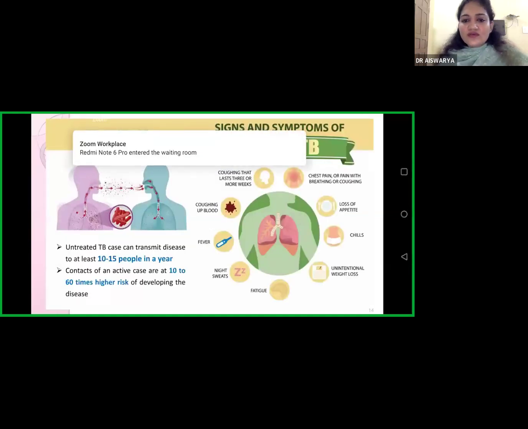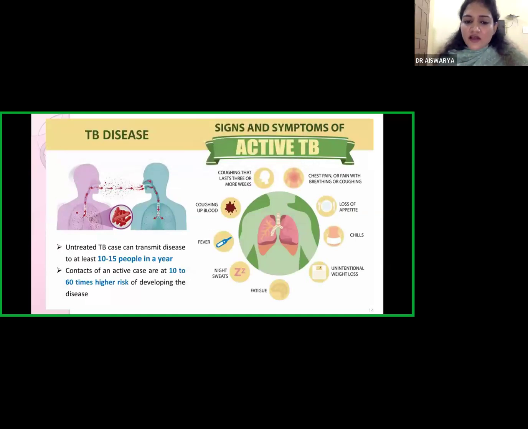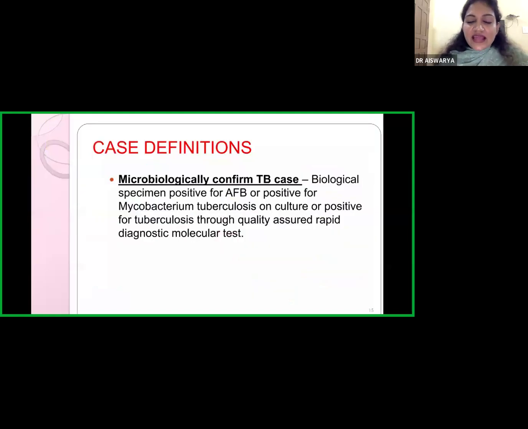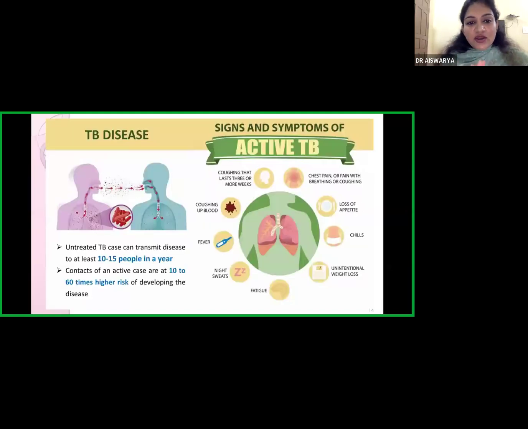As we know, we have discussed the signs of TB. Any patient with cough of more than 3 weeks, coughing up of blood, fever, especially evening rise of temperature with night sweats, excessive tiredness, fatigue, unintentional weight loss, and sometimes, in case of pleural effusion, the patient may present with chest pain and breathing difficulty. Any untreated TB patient can transmit the disease to around 10 to 15 people in a year. And contact with an active patient gives a 10 to 60 times increased risk of developing TB.